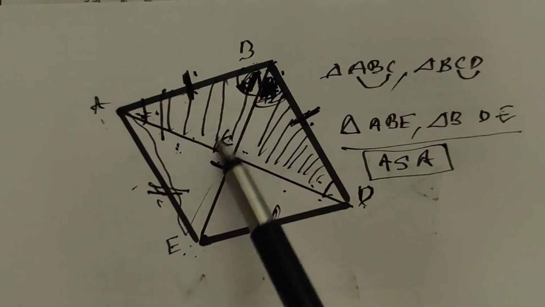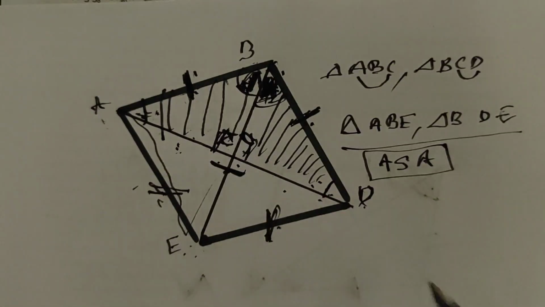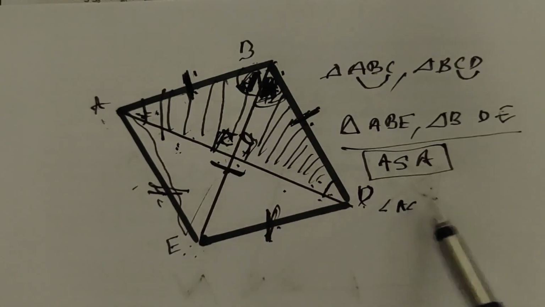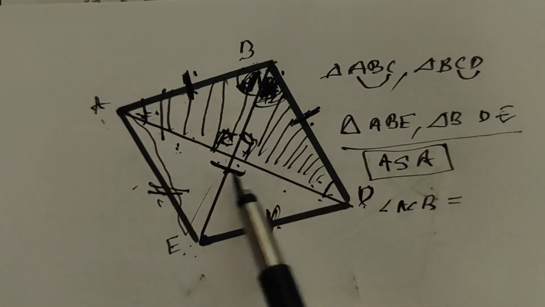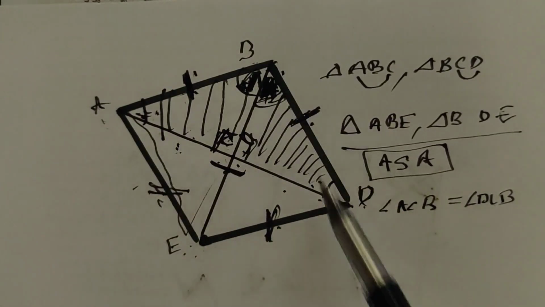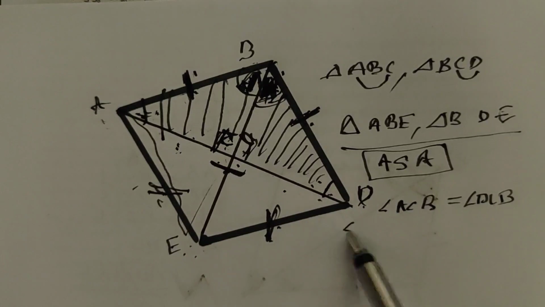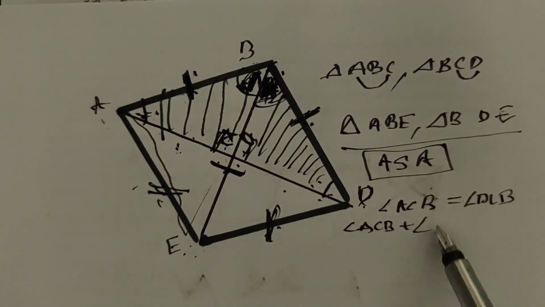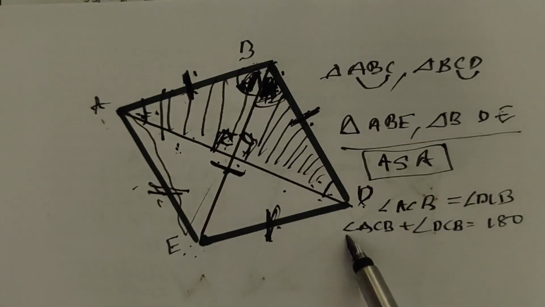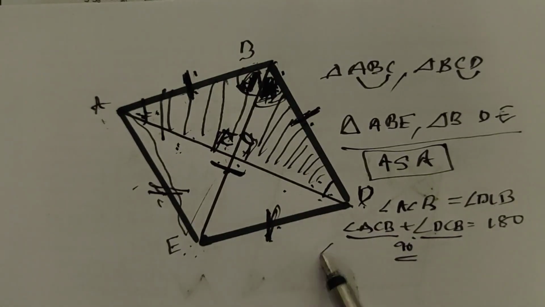If two triangles are equal, these two angles are equal. Corresponding angles are there. These two angles are equal. Angles equal. Angle ACB is equal to angle DCB. These two angles are equal. Also, they are linear pair. Therefore, sum of these two angles will be 180 degree. They are also equal and sum is 180 degree. Therefore, each angle will be 90 degree.